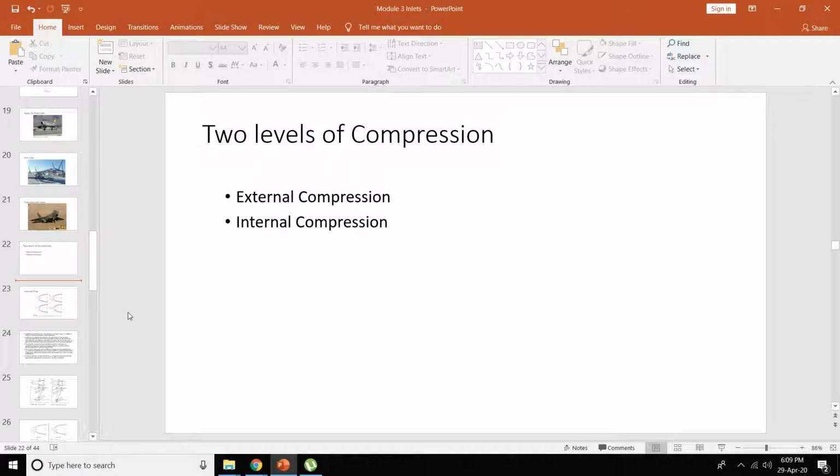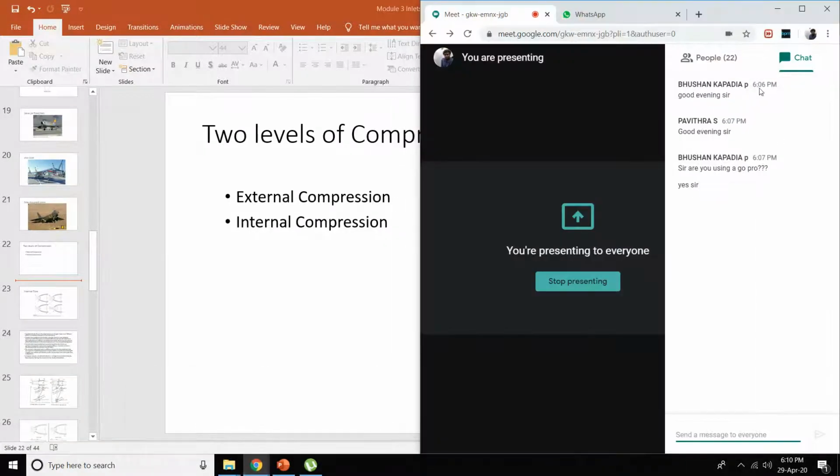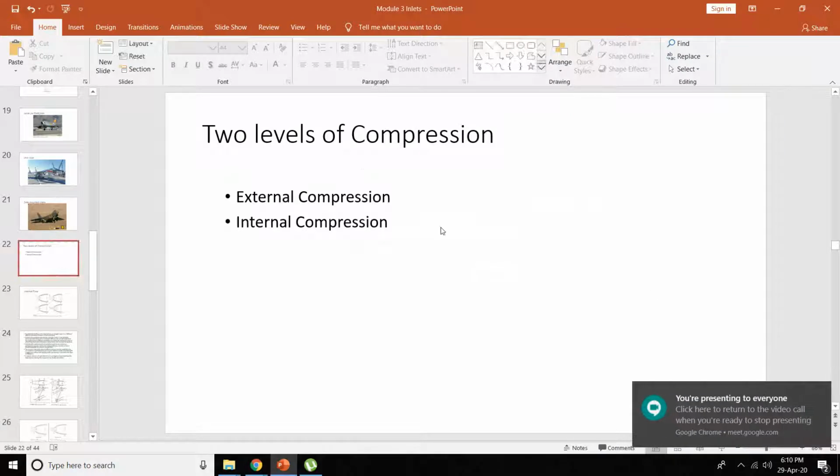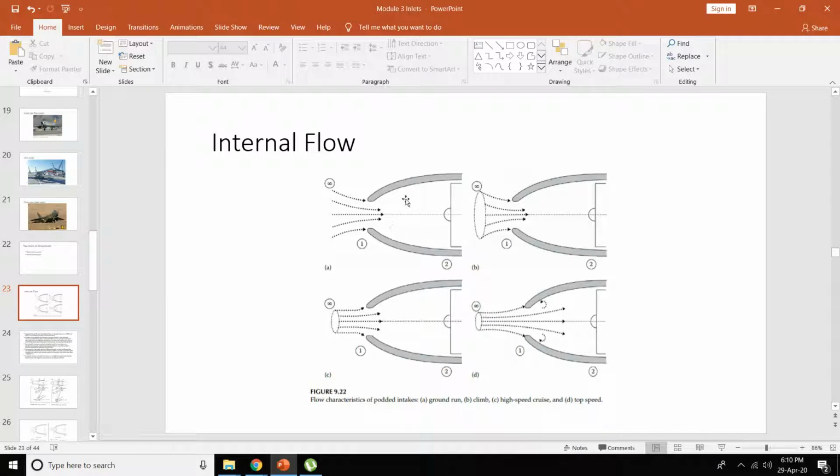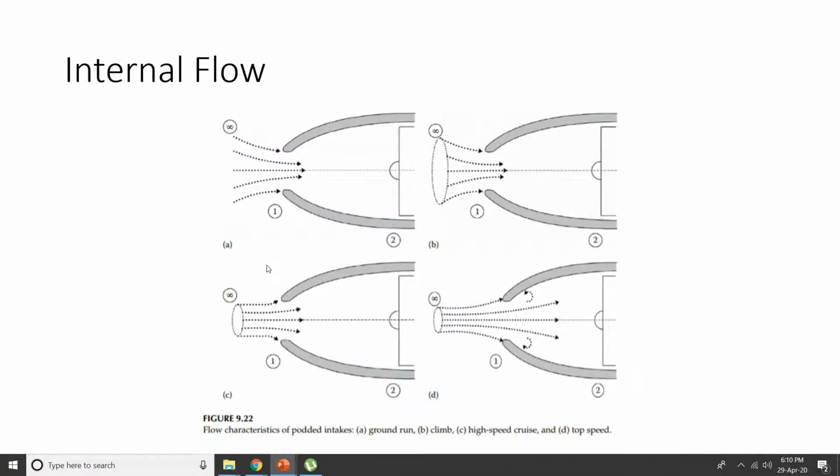Like I said, the inlet capture area can be smaller than the inlet diameter. Okay, so we'll see all the cases, how it begins. So this is your first case, when the aircraft is at zero velocity. When it is not moving at all, it will have an infinite amount of boundary to gather air from.